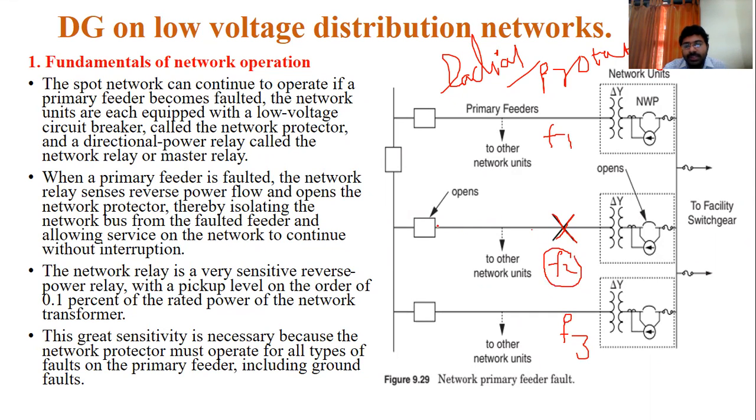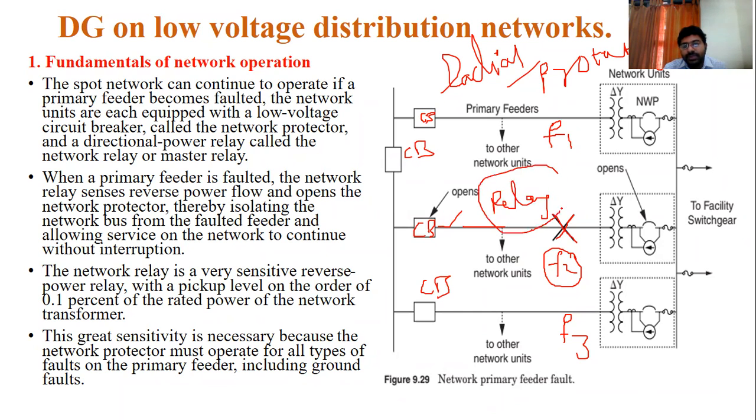What will happen here? This feeder may open. This is a circuit breaker, and it opens this feeder. So the remaining feeders will drive the loads by supplying power from feeder 1 as well as feeder 3. Feeder 2 is open due to some internal or external faults, whatever it may be. These are the circuit breakers, these are the protectors. How does the circuit breaker open? Based on the relay.